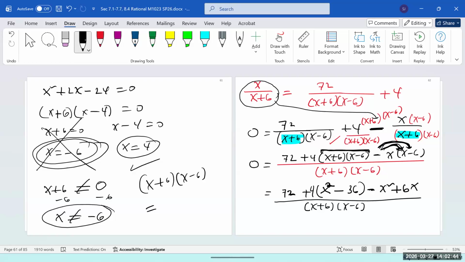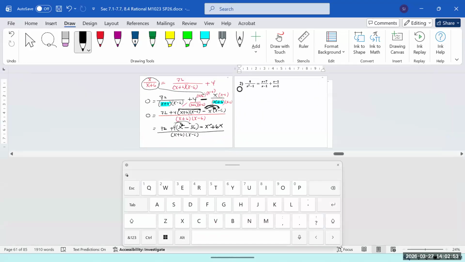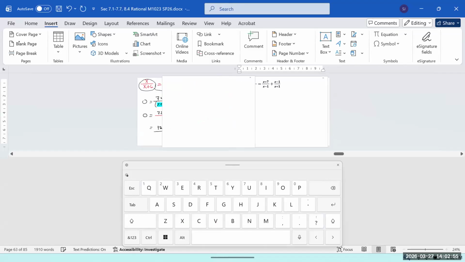72. Square is on the top. And now we distribute the 4. So let's go to another page. Page break.